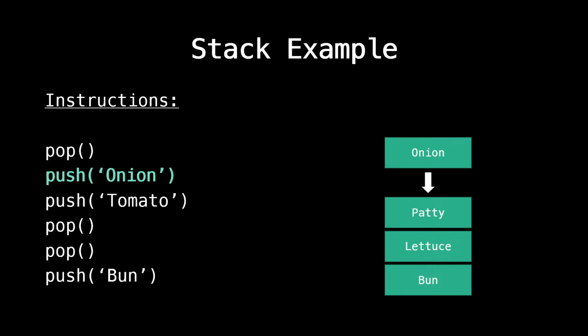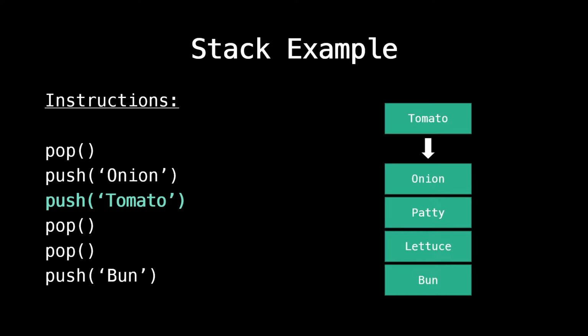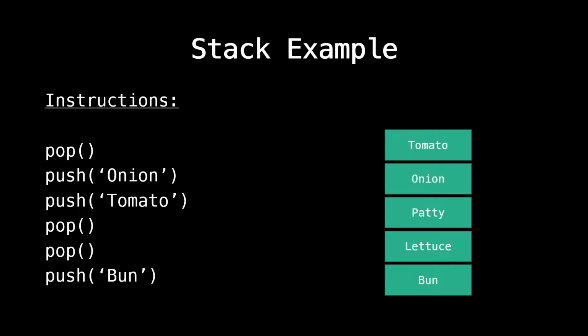Then let's push an onion. Well, what happens if we push an onion? Then the onion gets put on top of the burger. So here we go. Let's put it on. Let's put a tomato on, so push a tomato. Let's say now we decided, oh, I don't really want a tomato. So let's take it out. Let's say I also didn't want onions again.